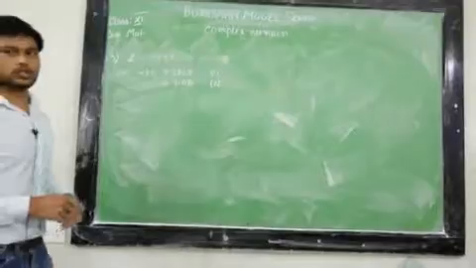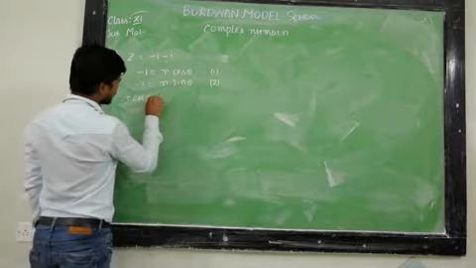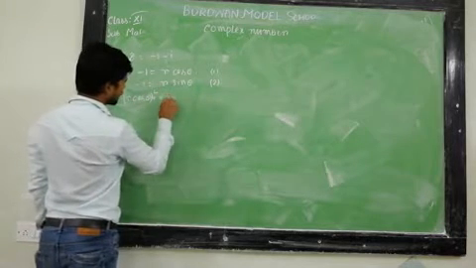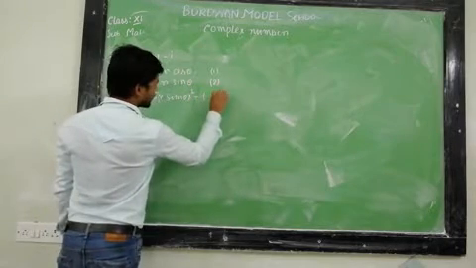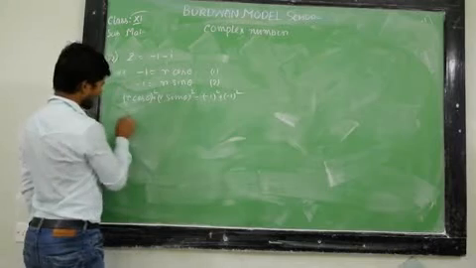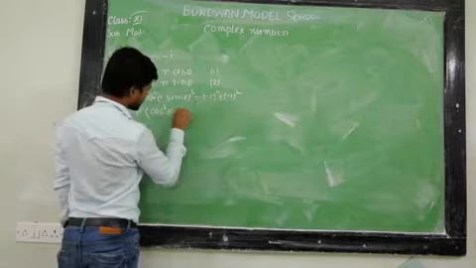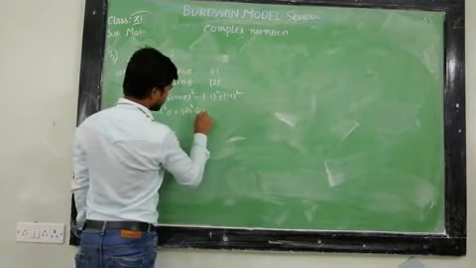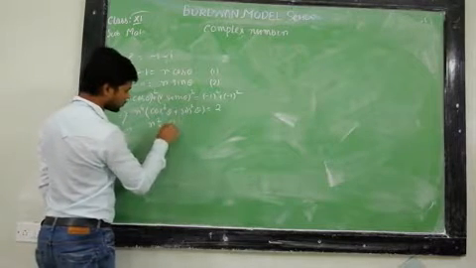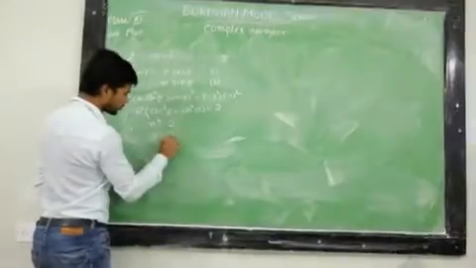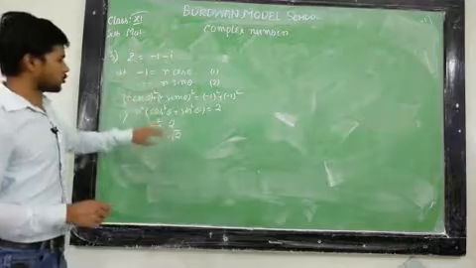Now squaring equation number 1 and 2 and adding together, we have r cos theta whole square plus r sin theta whole square is equal to minus 1 square plus minus 1 square, means r square into cos square theta plus sin square theta, which is equal to 2, means r square equal to 2. That means r equal to root over 2. That means the modulus of the complex number is root over 2.